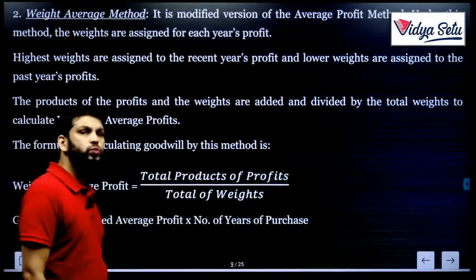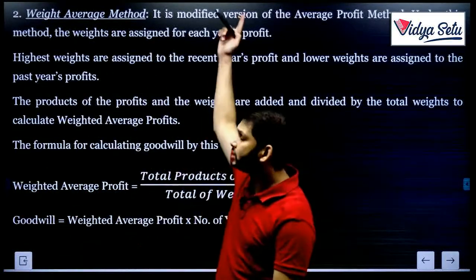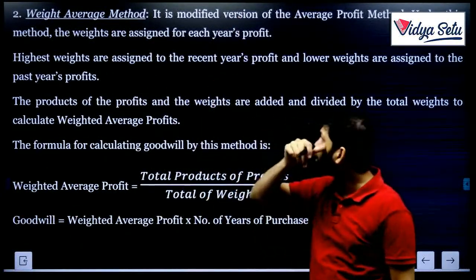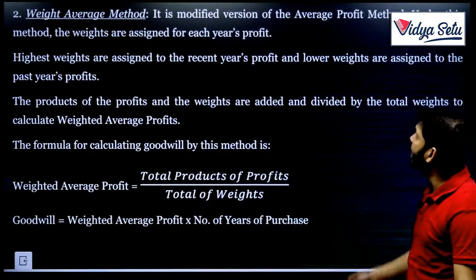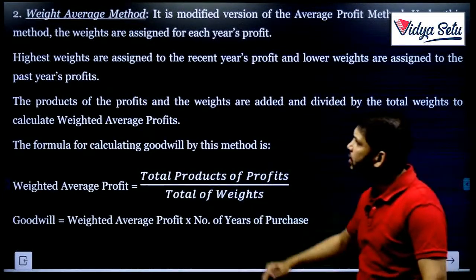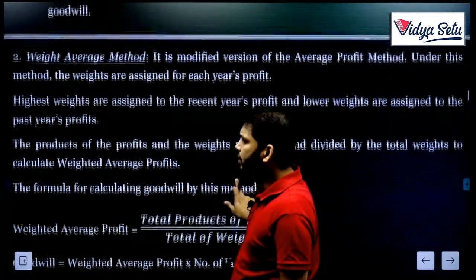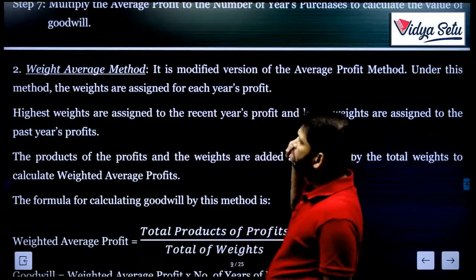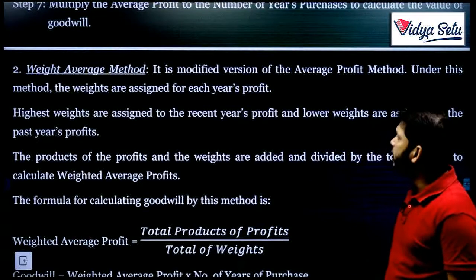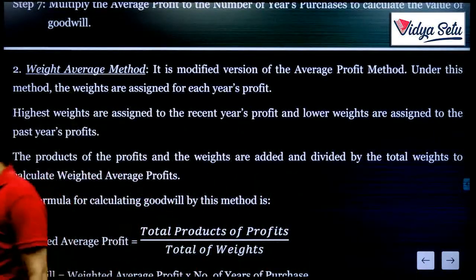Now, this is weighted average. Okay, that was simple average. Now, this is weighted average. So, it is a modified version of the average profit method. Under this method, the weights are assigned for each year's profit. Okay.